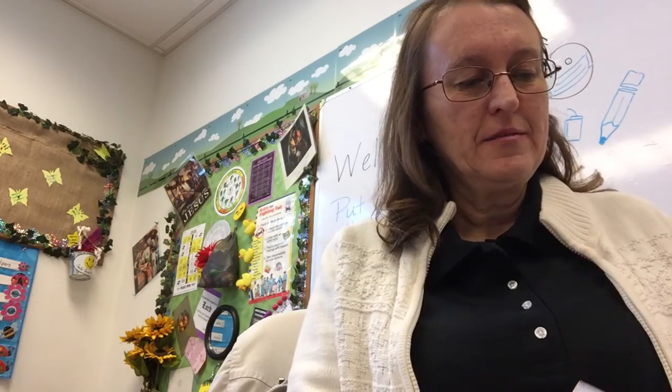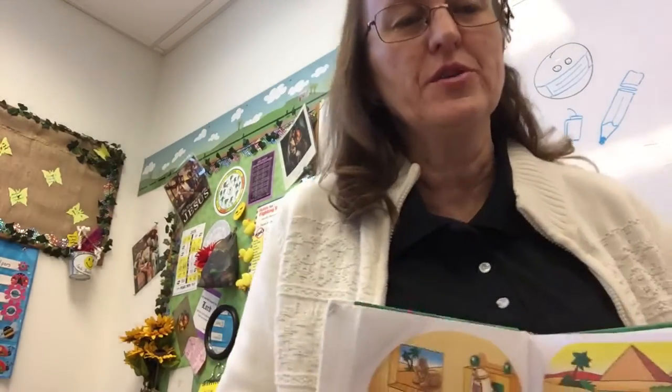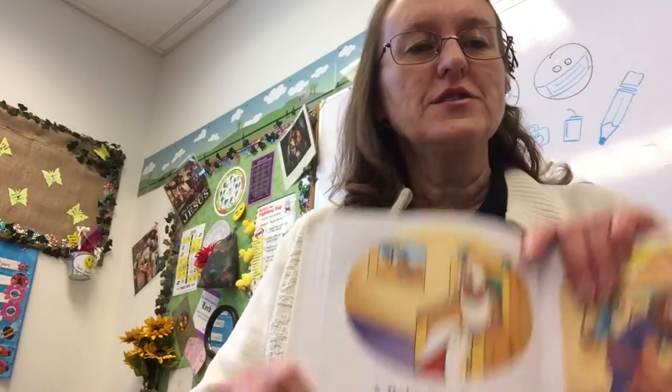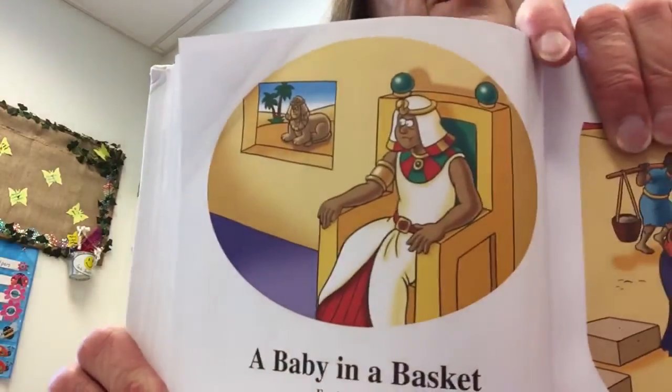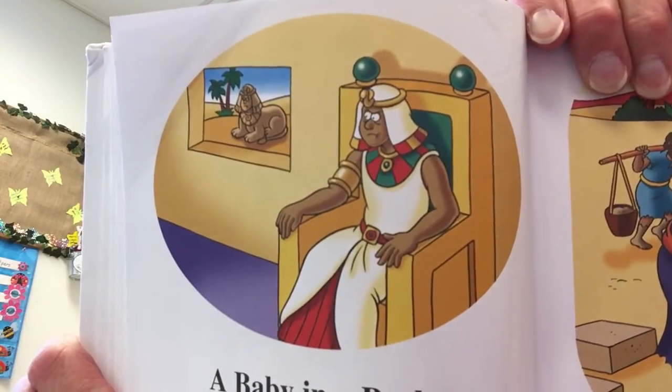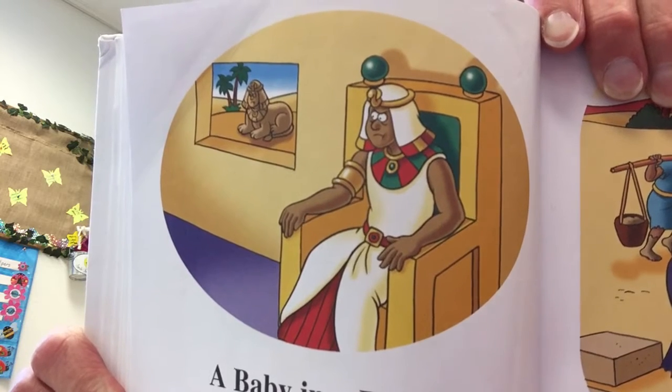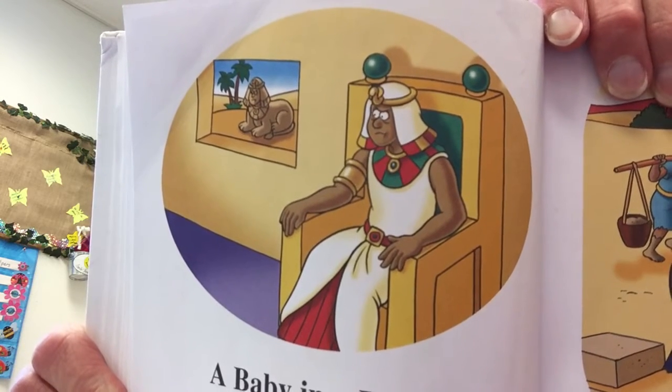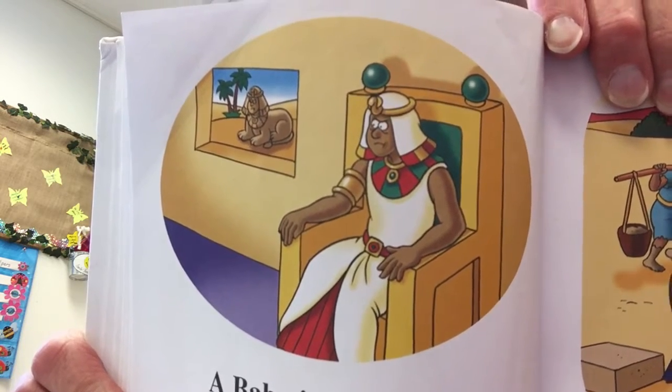This is the same story that we read before, but it's from a different storybook. And sometimes it's fun to read the same stories from different books because we get a little different ideas. Sometimes illustrators have different pictures. Sometimes authors tell the stories just a little bit differently. So I want you to think about this story. How is it the same as the story we've already read, and how is it different?